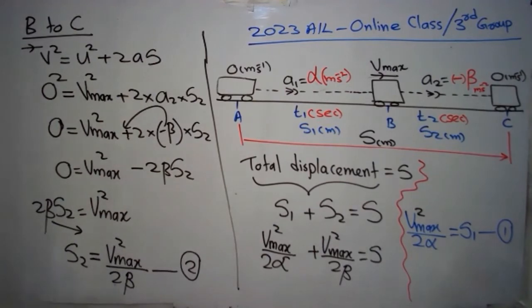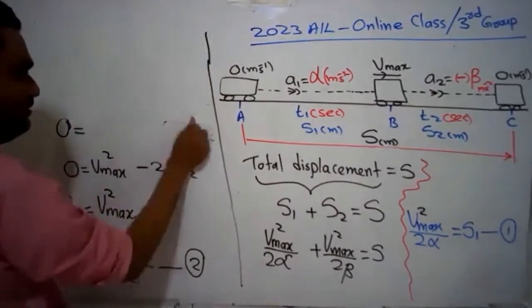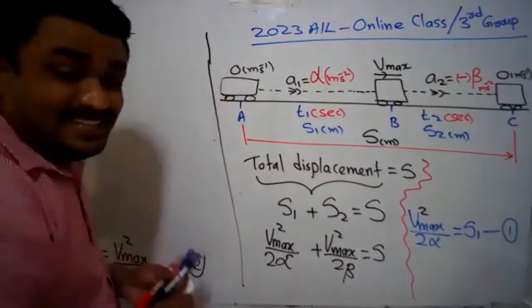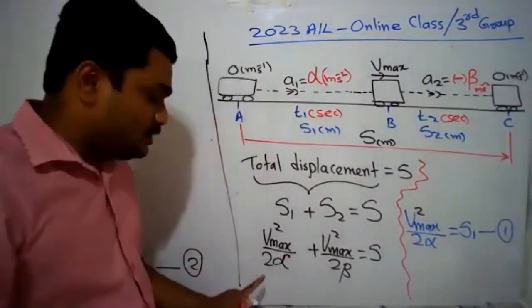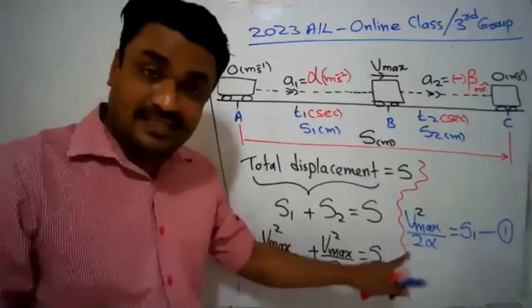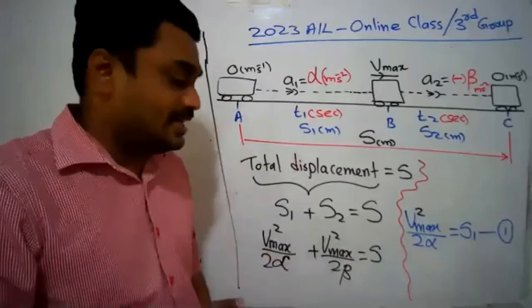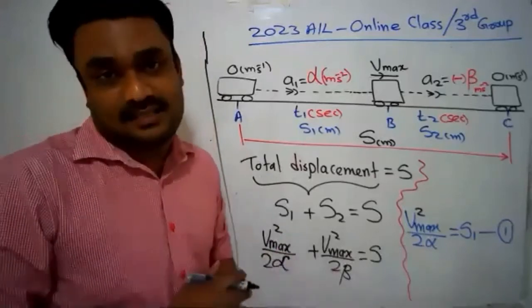Have you found any method? It's so easy. You see, in your answers, if you check your first answer, you will see 2 alpha beta S. The first answer asks you to find an expression for V max. There you will find 2 alpha beta S.